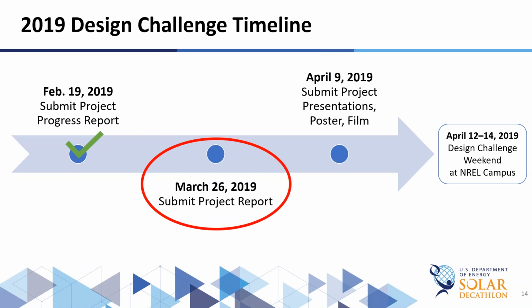We are getting down to the end of our timeline. You submitted your project progress report, and we've reviewed those. Our next deadline is March 26th, where you'll submit your project report, and we will share that with the jurors so they can do preliminary reviews. Then on April 9th, you will submit your project presentations, poster, and film if you are doing that. And then we will see you on April 12th if you're attending in person.